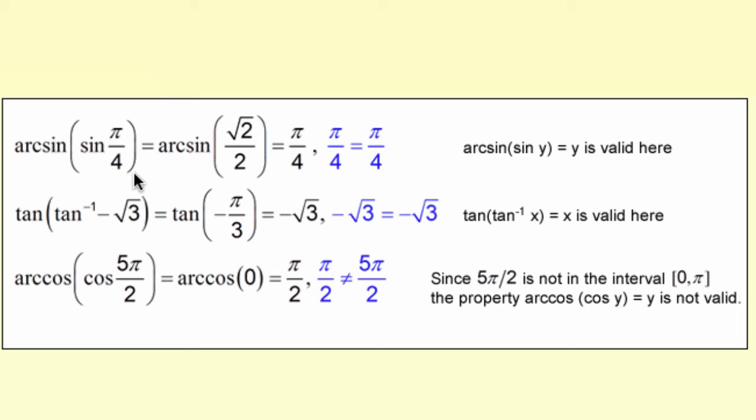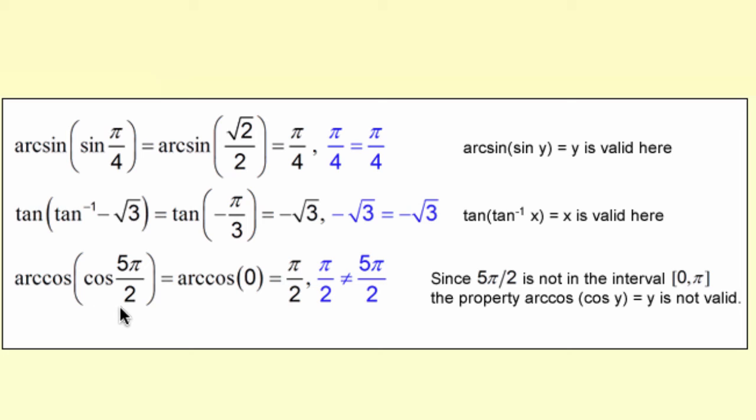Sine of arc sine of √2/2 is √2/2, which is π/4. So in this case you get π/4 equals π/4 because the π/4 is valid. Tangent of inverse tangent of negative square root of 3 is the same thing as tangent of -π/3, which is negative square root of 3. f of f inverse of x equals x. And again, that inverse function rule works. Negative square root of 3 equals negative square root of 3.